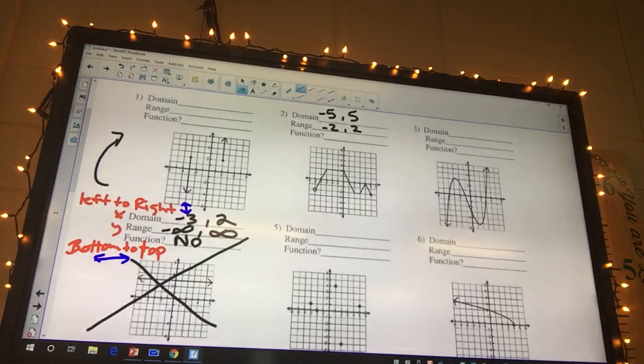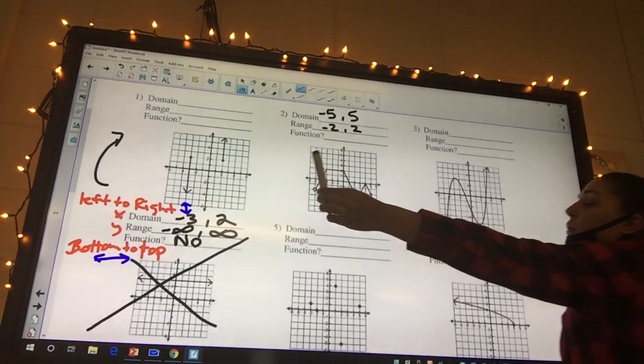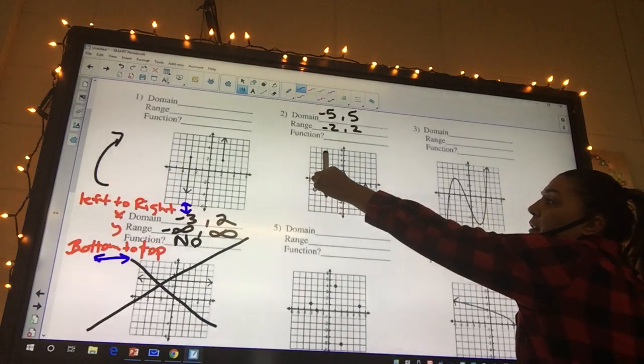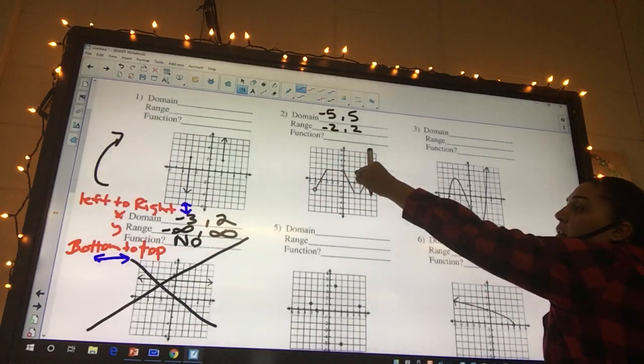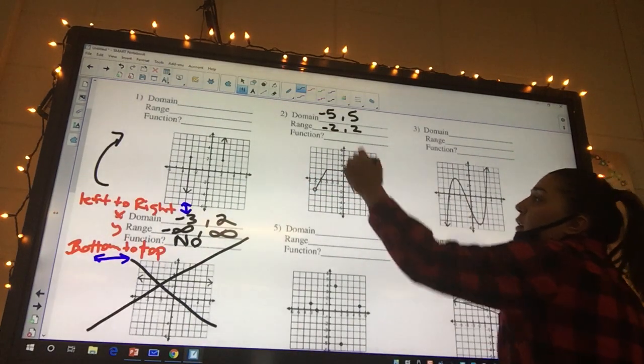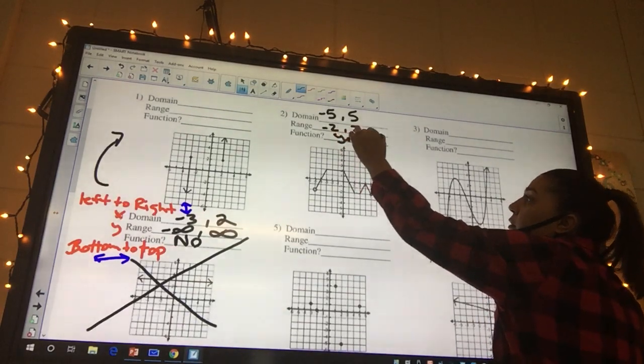Okay, is this one going to be a function? No. I'm not done. Use your pencil. Does it touch once? Does it touch twice? I was looking the wrong way. So yes, this one is a function.